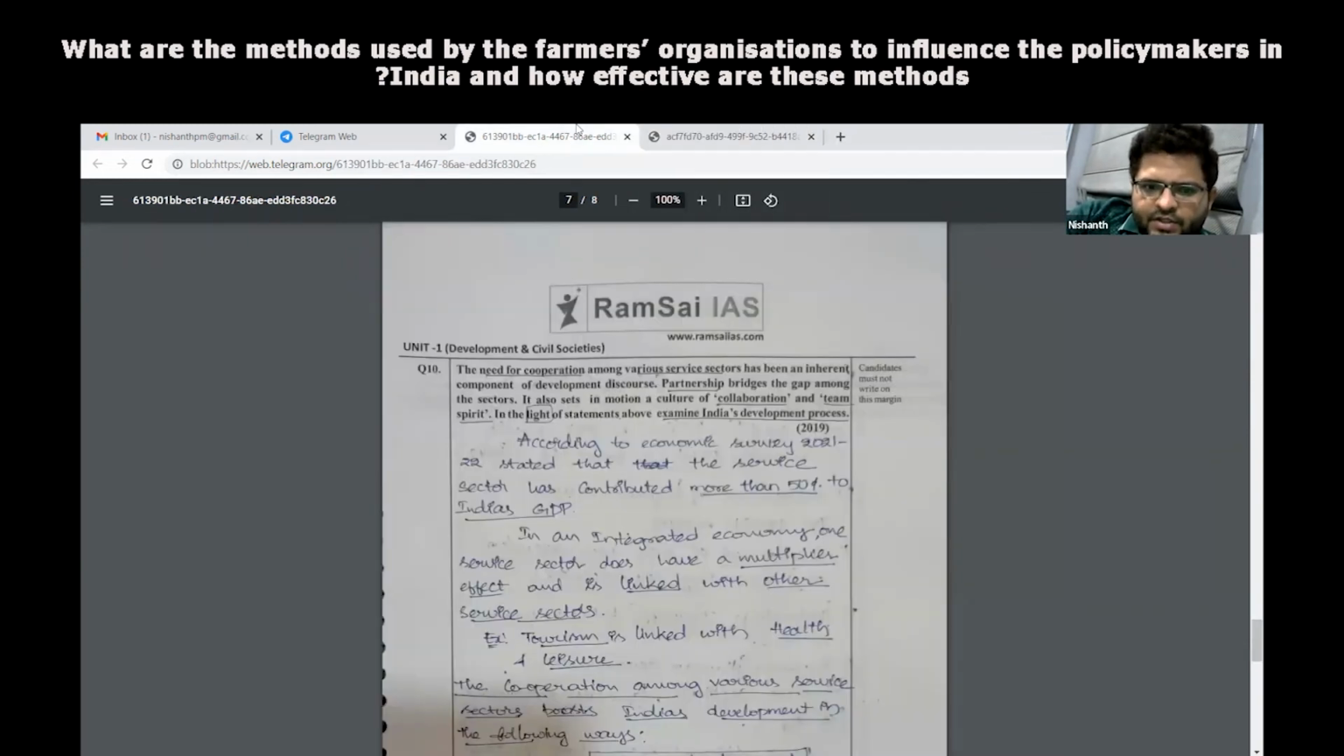The last question: The need for cooperation among various service sectors has been an inherent component of development discourse. Partnership bridges the gap among the sectors. It also sets in motion a culture of collaboration and team spirit. In the light of the statements above, examine India's development process.